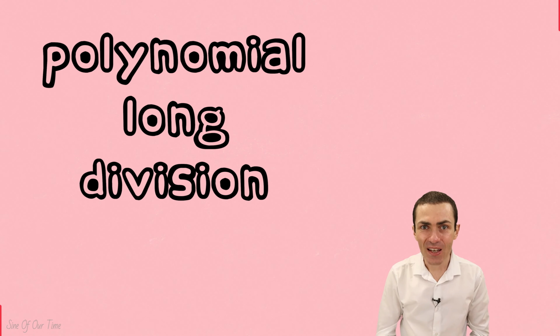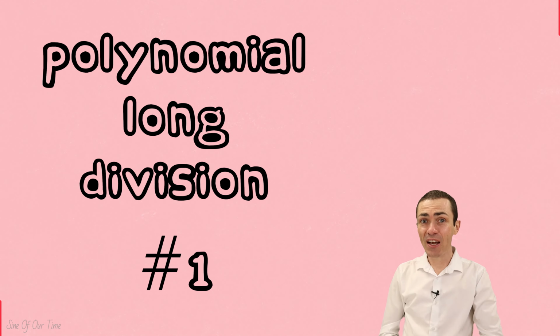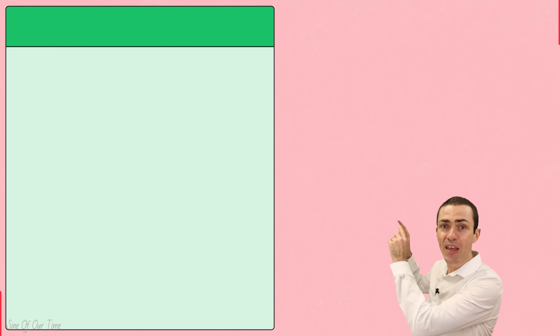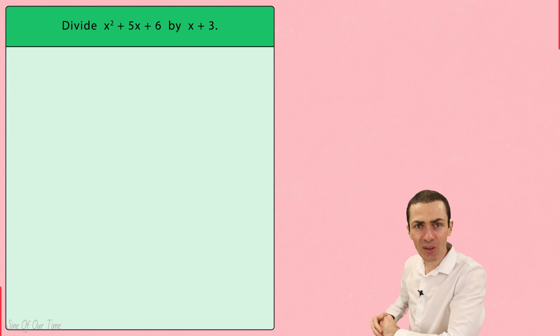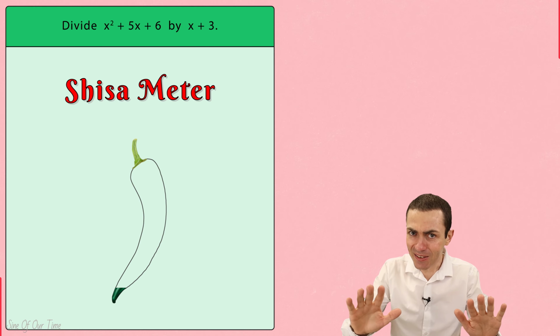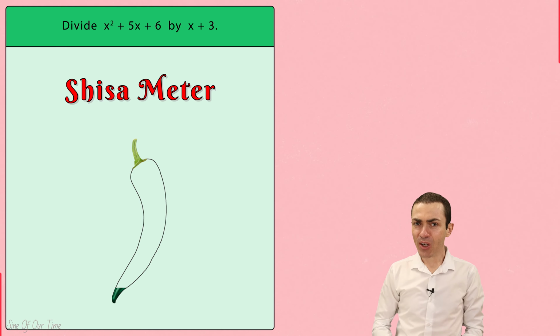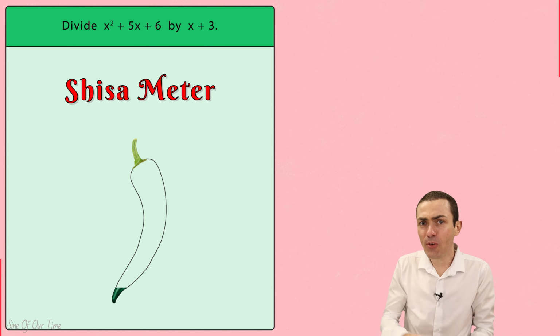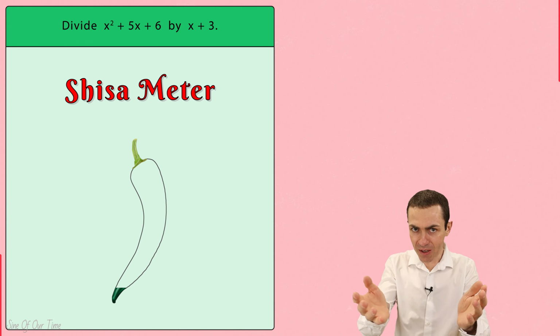This is the first video in our series covering polynomial long division, so we'll kick off with a very simple example, which, as you can see from the Shisa meter, is very mild. However, if you're looking for more challenging examples, then be sure to check out the other videos in this playlist and look for part 2, part 3, etc.